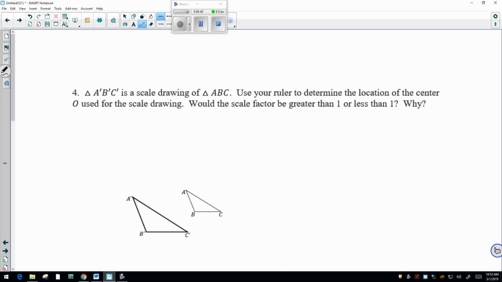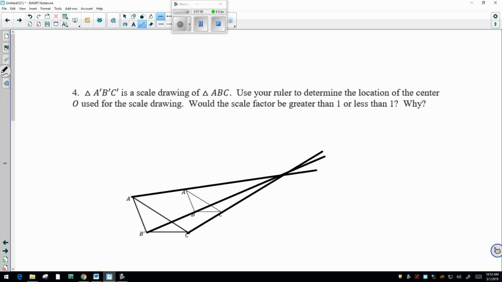With a nice straight edge using your ruler, connect A prime to A and extend it out. And then we're going to do the same thing with C prime to C and extend it out. And the same thing with B prime to B and extend it out. And what I'm noticing is that all of these lines start to intersect at one location right there. So what you have just found, it said we're looking for the center of dilation, or the center of our transformation for the scale drawing. This is your center.